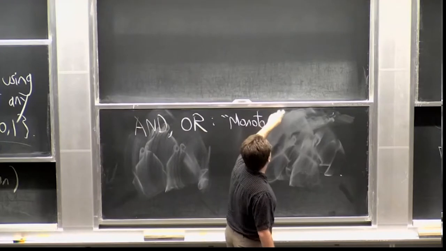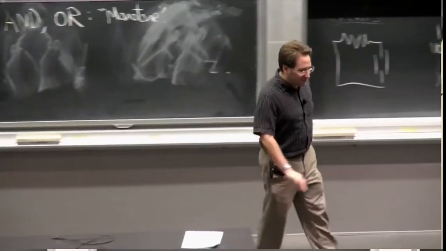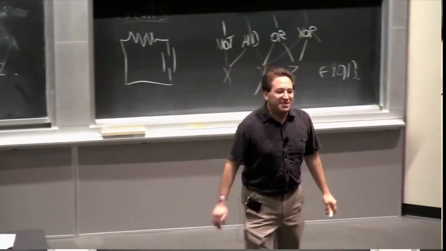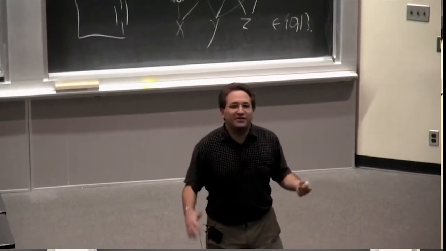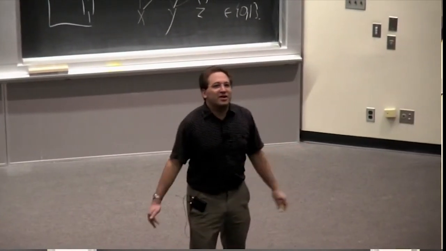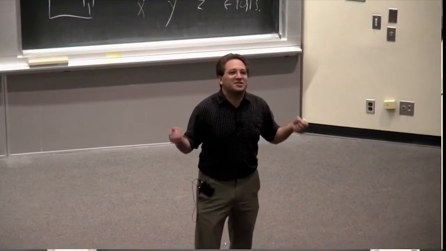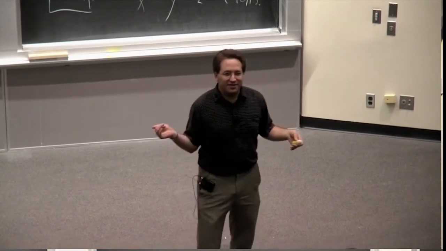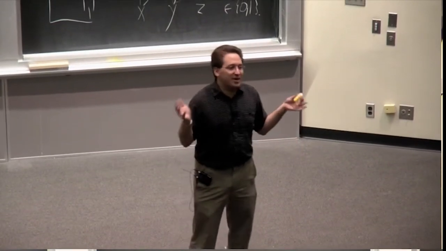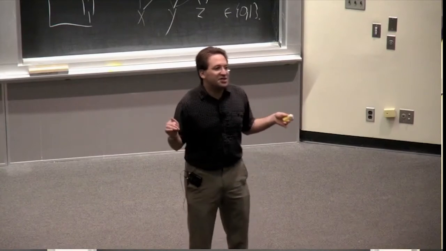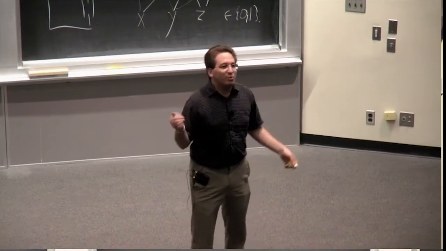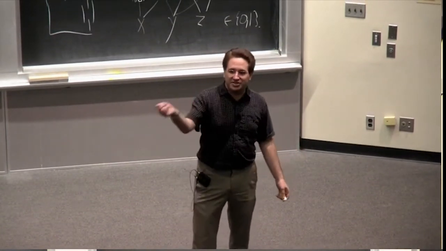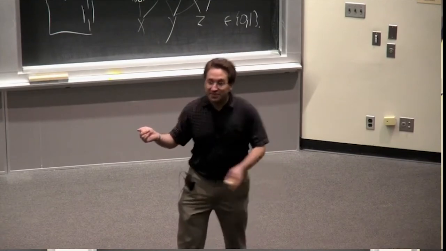So AND and OR are both monotone functions. Monotone means that if you change one of the inputs from 0 to 1, then that can only ever change the output from 0 to 1, right? Or it could also leave the output unaffected. But changing an input from 0 to 1 will never change the output from 1 to 0. That's what monotone means.